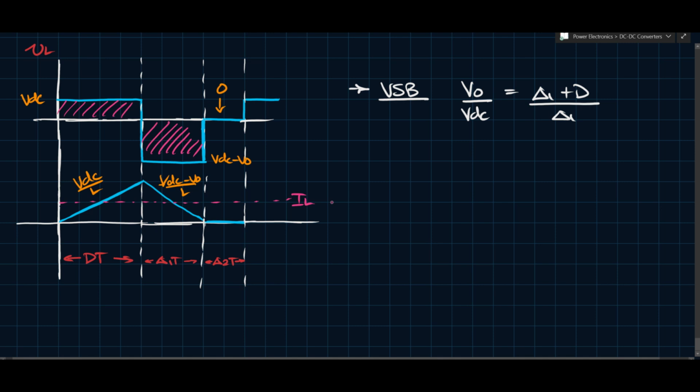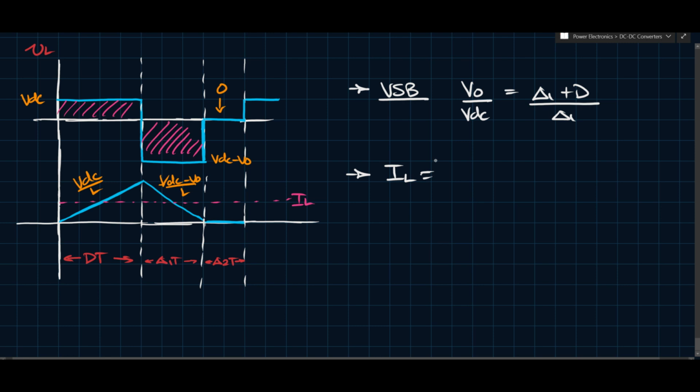So this is the average IL. And again, we're going to say base times height, and I say again because we did this in the buck converter video. We're going to say base times height divided by 2, divided by the period, is going to give us the average. So the base is what? It's D plus delta 1. And then the height is VDC over L. And then we can simplify the whole thing that way.